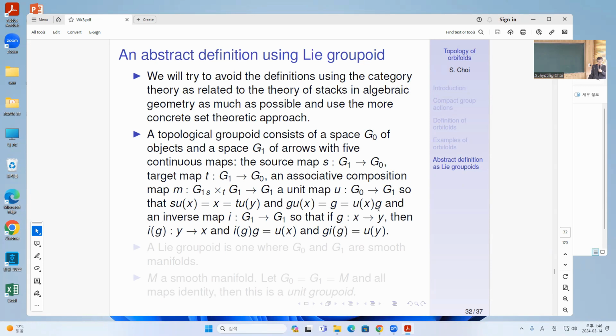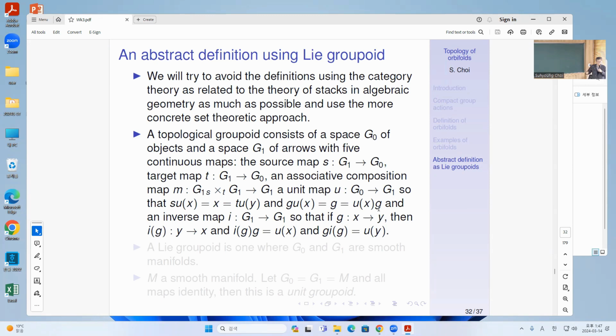They use all kinds of terminology very similarly, but a topological groupoid consists of a space G0 of objects and a space G1 of arrows, with five continuous maps. The space G0, you can think of it as a manifold usually, and G1 is a manifold of arrows. Both have topology. What they have is a source map S from G1 to G0, and the target map T from G1 to G0. It means this arrow has a beginning and an end.